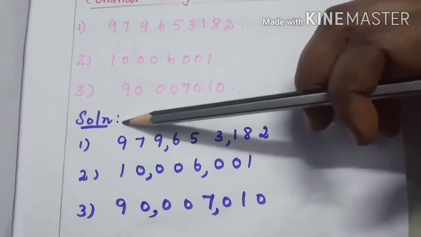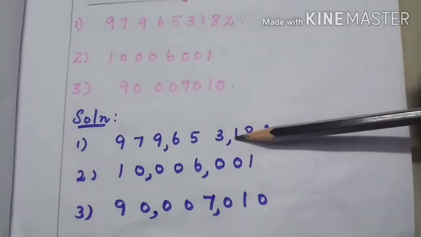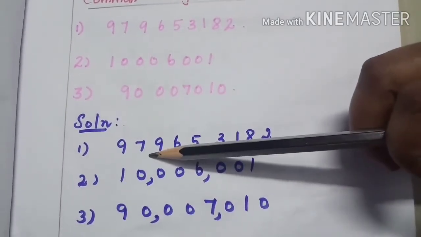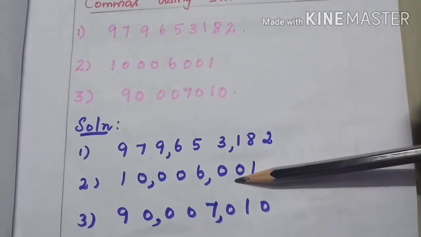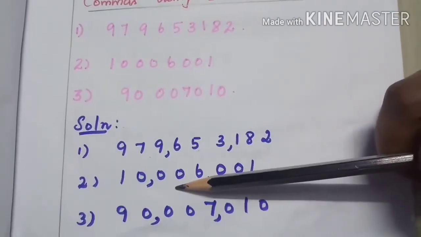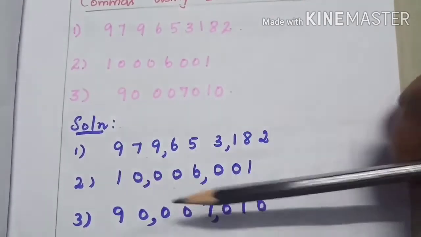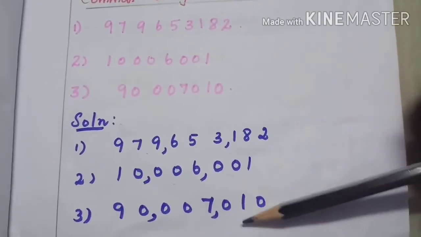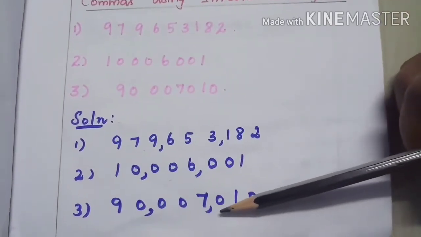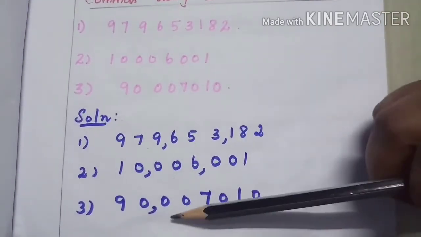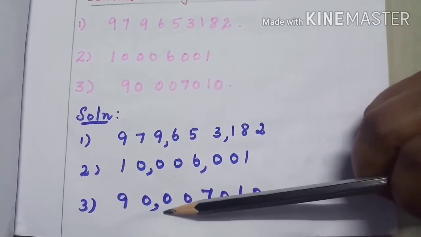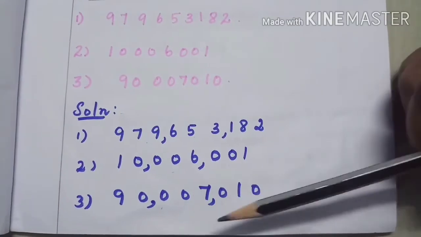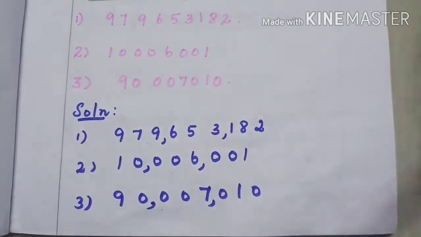So shall we see the solution? See a bunch of 3 digits and a bunch of 3 digits and a bunch of 3 digits. So next number you see a bunch of 3 digits, next 3 digits and the 2 digits. Okay, so we can stop here. So next here you see 3 digits. So before the hundreds place, before the 100,000 place we are putting the commas. So after 3 digits we are putting the commas.